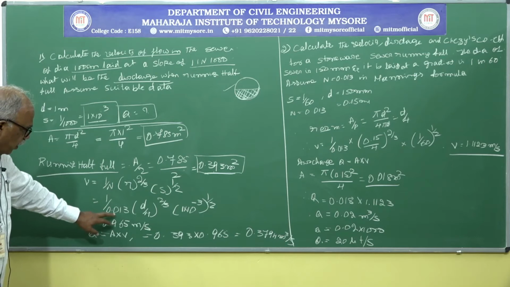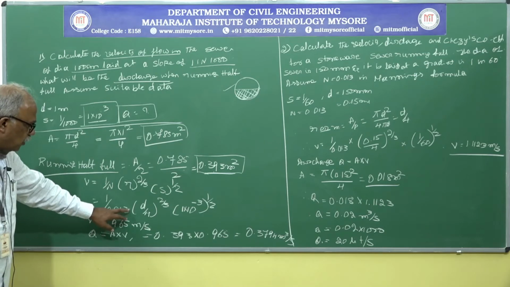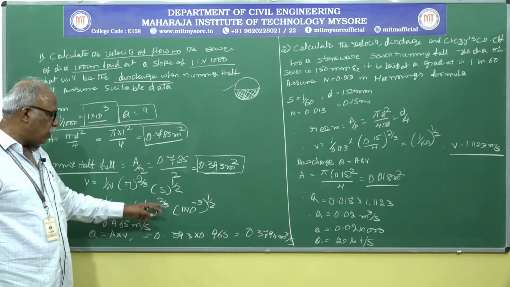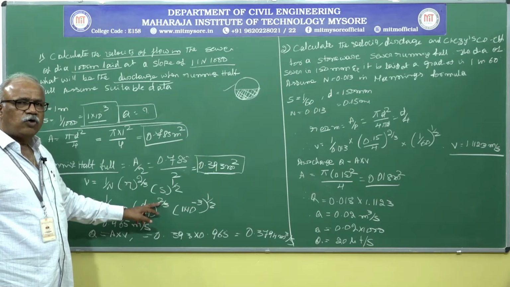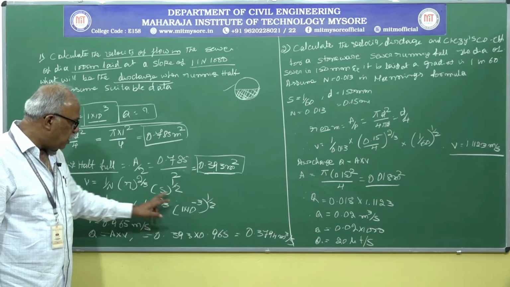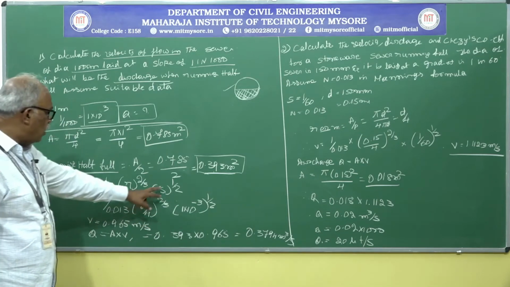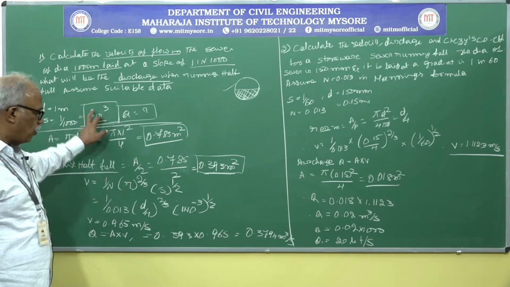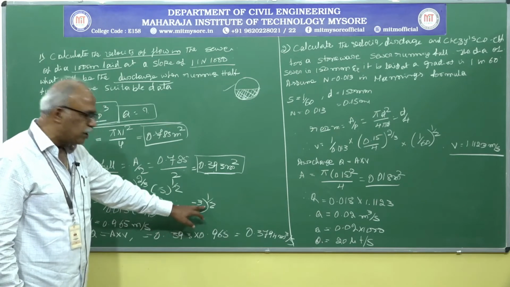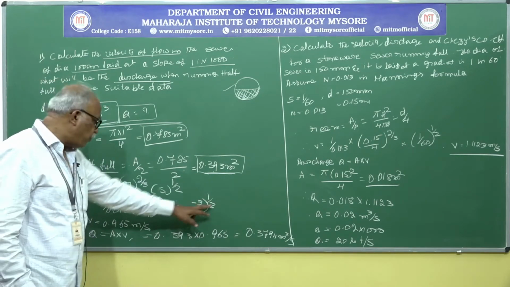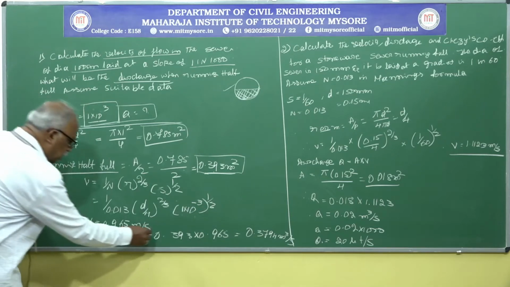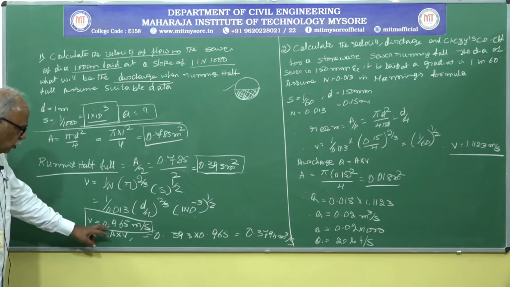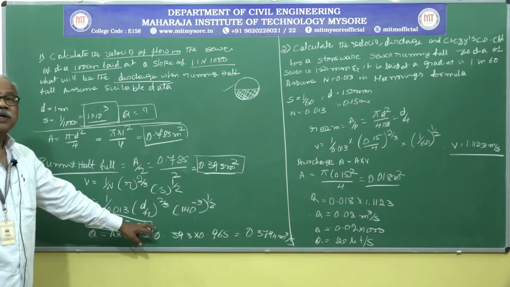N value is 0.013 into small r, radius, so that is d by 4, into d by 4 to the power of 2 by 3. And yes, we know the value of s, that is already given in the problem. That is 1 into 10 to the power of minus 3 whole to the power of half. So finally I can get the value of velocity v equals 0.965 meter per second.